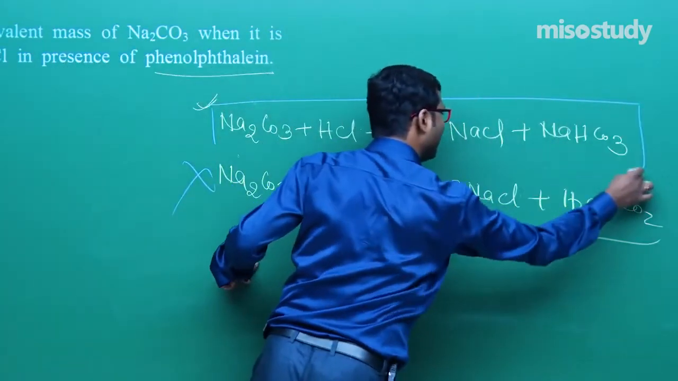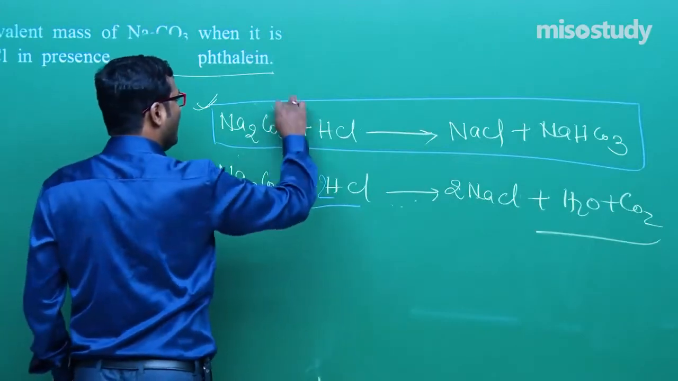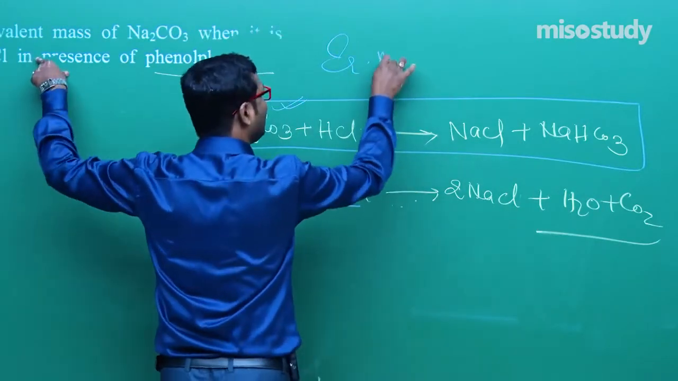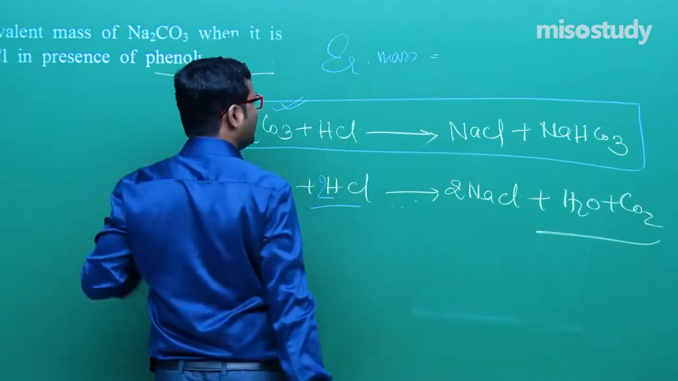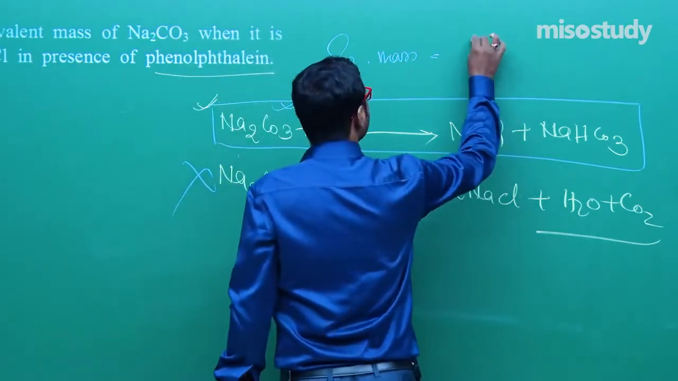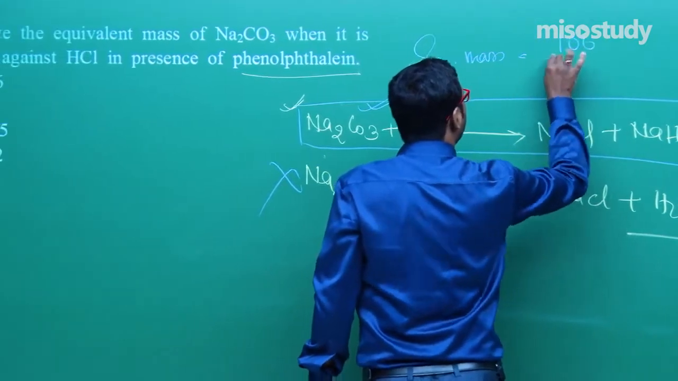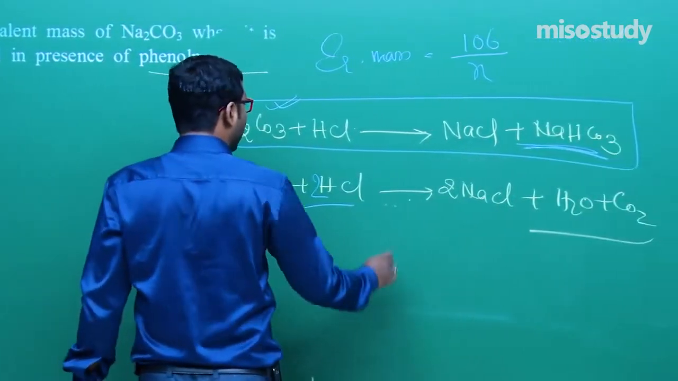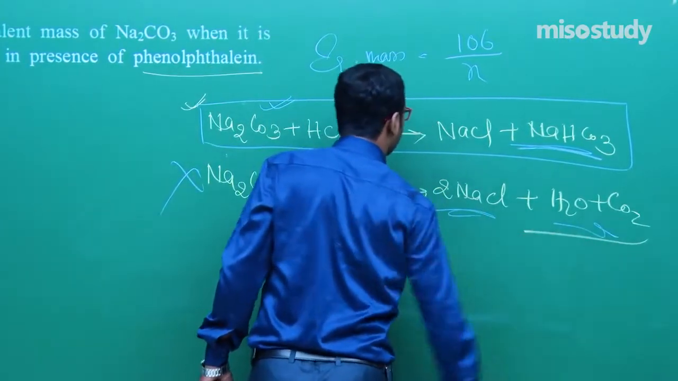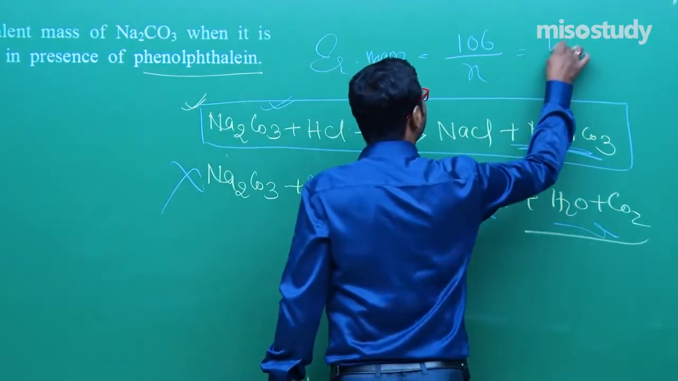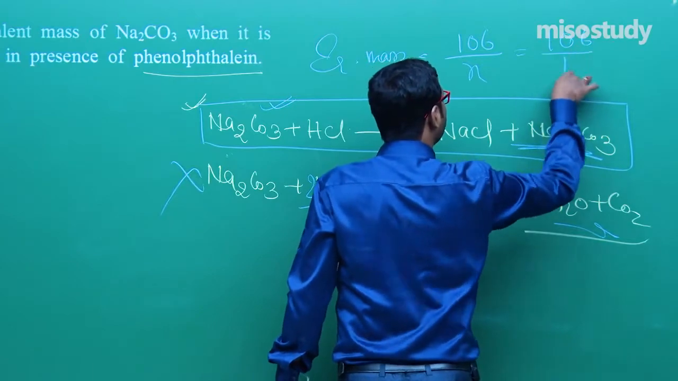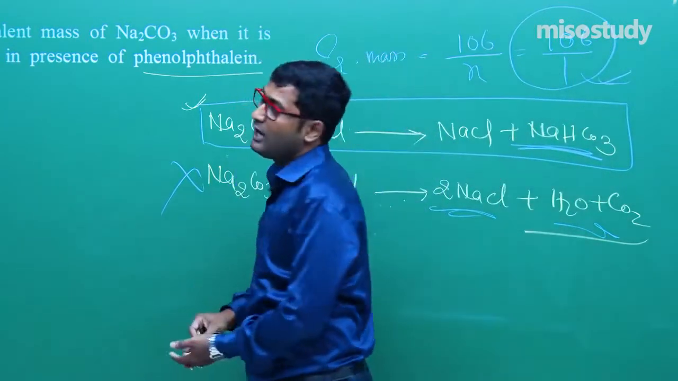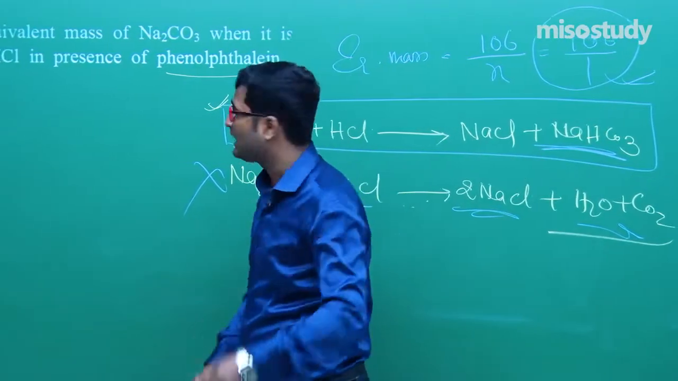So this is the reaction. In this case, what will happen? The equivalent mass given here is equal to the molecular mass. Molecular mass is 106 upon n, and here it forms Na2CO3. Here not NaCl, not H2O or CO2. So the value of n is 1. Remember this, 106 upon 1. So be careful, for this, 53 is not a correct option.